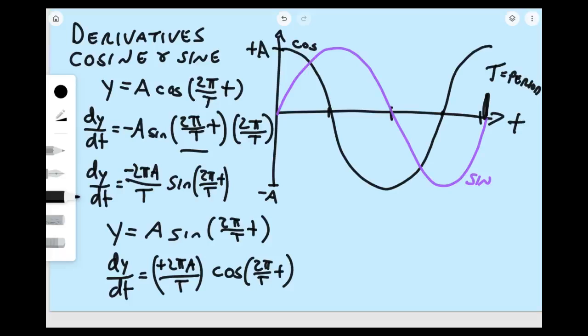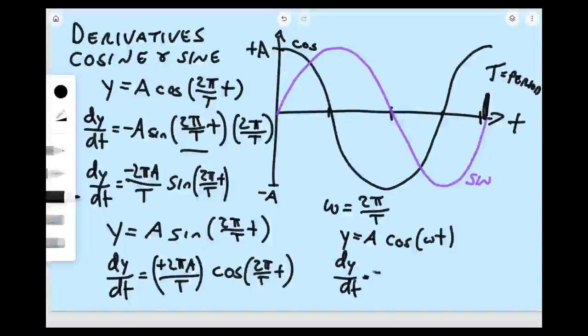At this point, it's worthwhile mentioning omega, which equals 2 pi over the period. Then y equals A times cosine omega t, and that's a lowercase omega. And then the derivative dy/dt equals negative A omega sine omega t. I hope that helps your math.